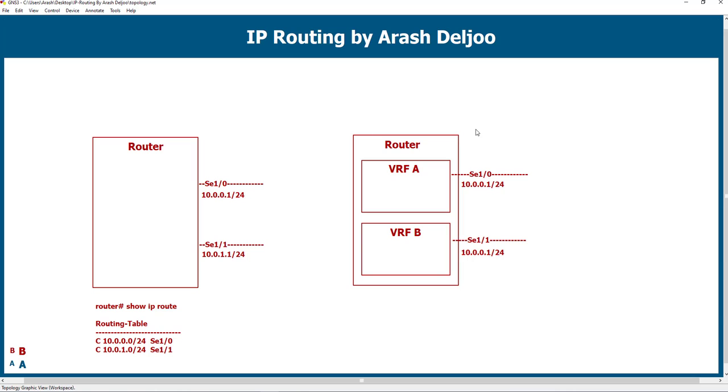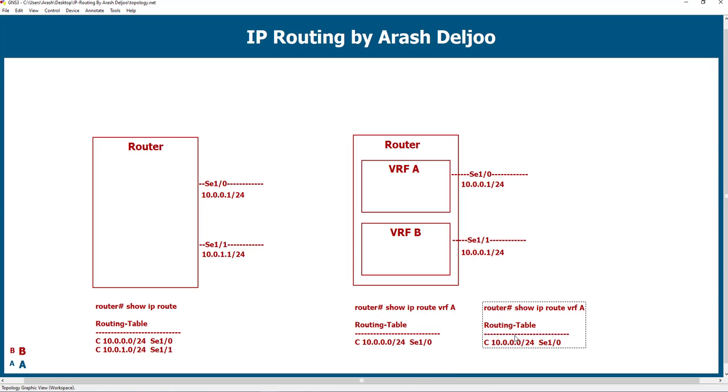Because as you can see here, we have two routers. Yes, we also have the global router. But these interfaces are now connected to different routers, VRF A and VRF B. If you want to see the routing table of VRF A, you should use show ip route vrf A, meaning please show me the routing table of VRF A. Now in VRF A we have only one route. Also, if you want to see the routing table of VRF B, you can use show ip route vrf B, and again we have the same route in the routing table of VRF B.